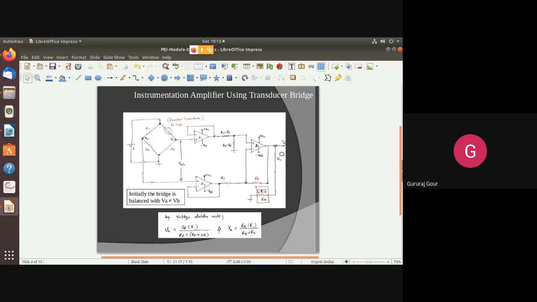Next, consider another one. When the bridge is unbalanced, this is the case when VA is not equal to VB.